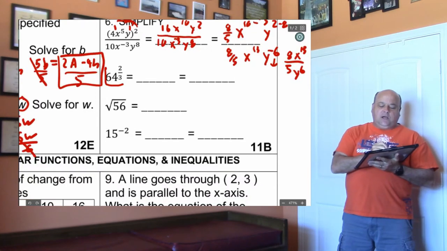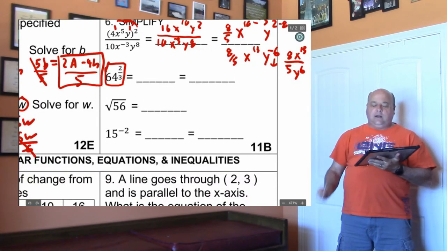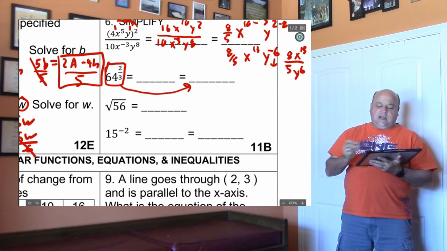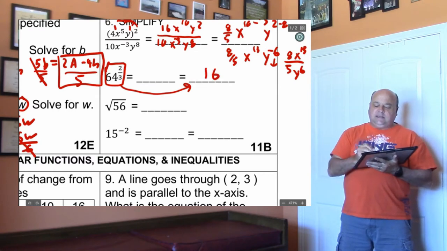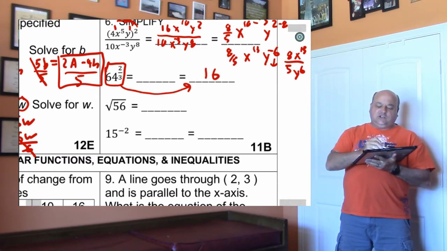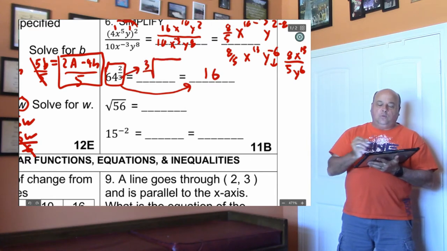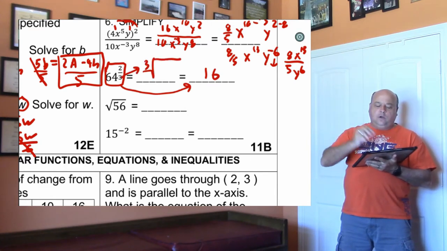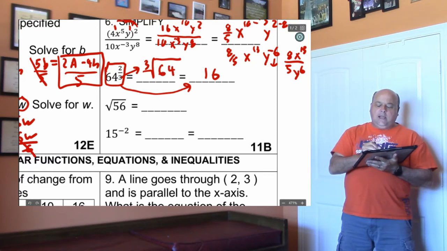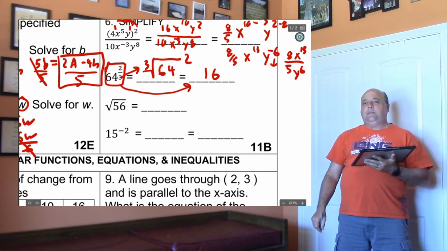On this one, you would punch that as is into the calculator, and it's going to go straight to the answer. The answer to that would be 16. To write it as a square root, your denominator turns into your root. So I want the third root of 64, and I'm going to raise the whole thing to the second power.